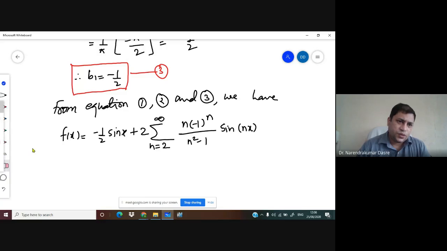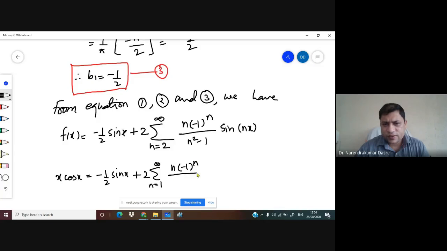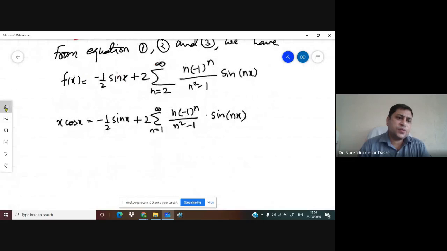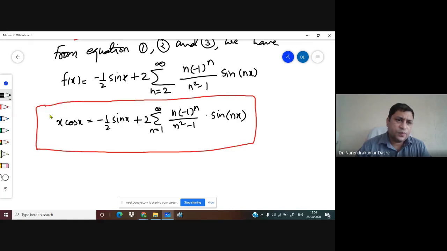Okay. So we got this as x cos x is equal to minus half sine x plus 2 summation n running from 2 to infinity n into minus 1 raised to n on n square minus 1 sine of nx. So this way we are able to get the Fourier series expansion for the function f of x.